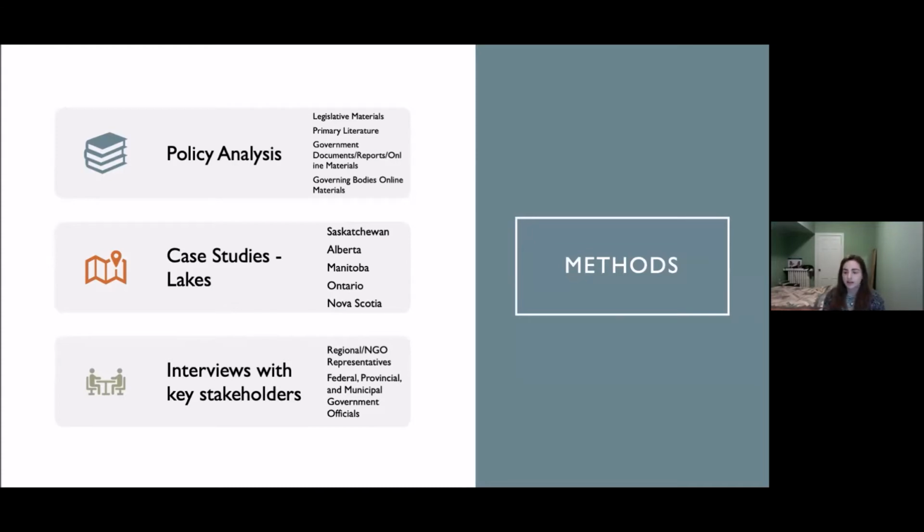I then selected case studies in each of the provinces, 2 in Ontario, in order to assess implementation of these policies. And then I am interviewing key stakeholders such as regional NGOs, federal, provincial, and municipal government officials in order to get a holistic understanding of the application of these policies. So my preliminary results, what I found so far, is that adaptation and/or risk management is prioritized over mitigation, which I'll get into over the next several slides.